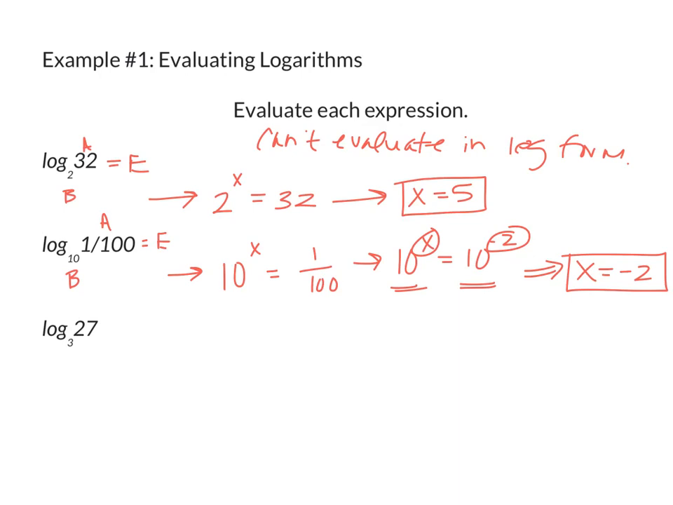All right, then the last one, log base 3 of 27. Again, 3 is the base, 27 is the answer, and we're looking for the exponent. So if I write that correctly, that'd be 3 to the exponent equals 27. So 3 to what power gives you 27? Well, x will have to equal 3. 3 to the 3rd power gives us 27.